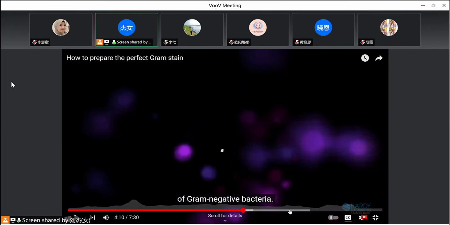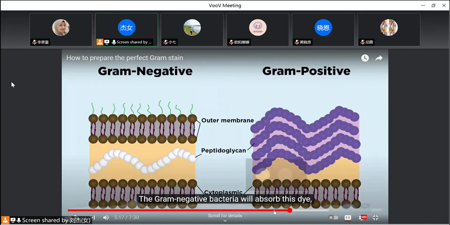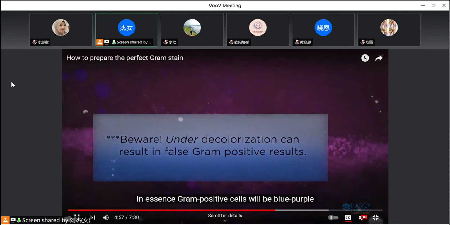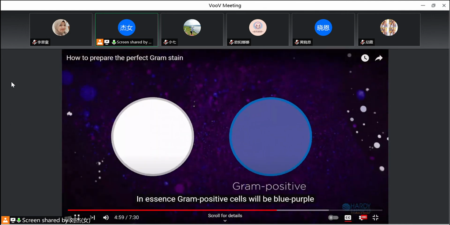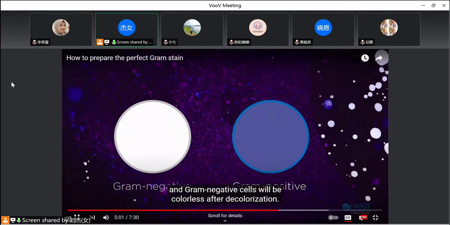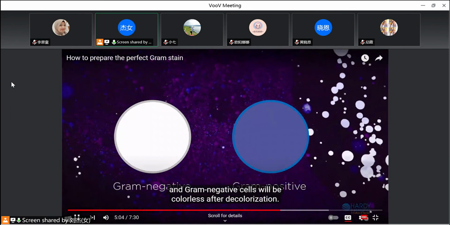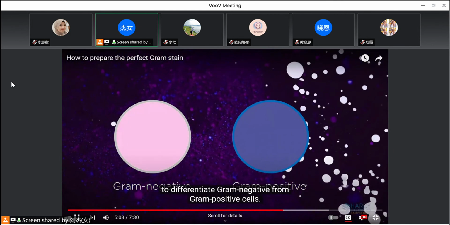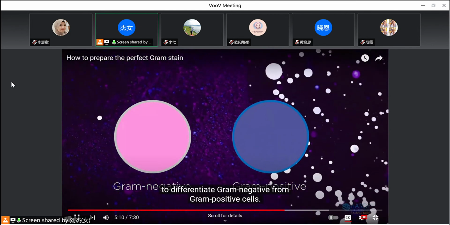So where do we? Okay, this one. Gram-positive results. In essence, gram-positive cells will be blue-purple, and gram-negative cells will be colorless after decolorization. The final step utilizes a counterstain of a different color to differentiate gram-negative from gram-positive cells.